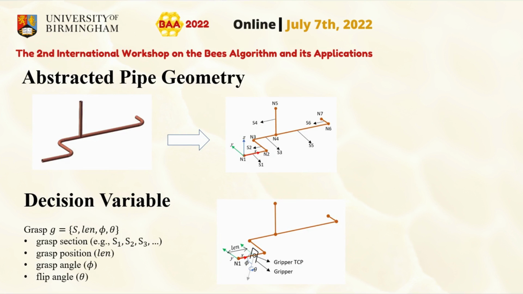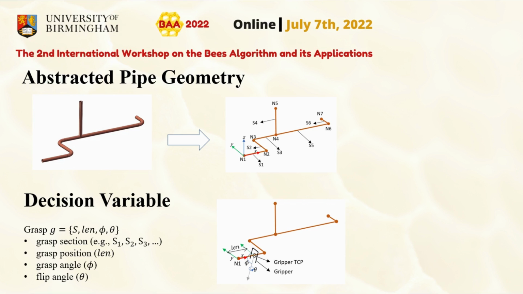In order to optimize the choice of grasp pose, first, we need to have a valid representation of the pipe geometry for generating grasp poses. The grasp pose is also the decision variables of our optimization problem.